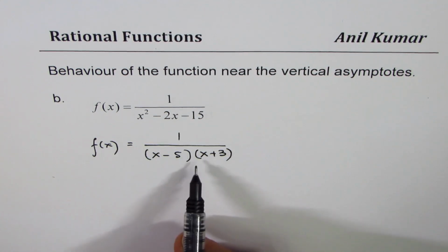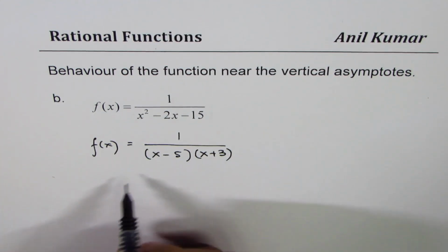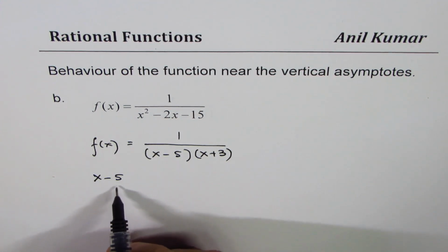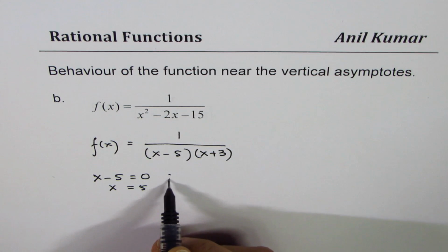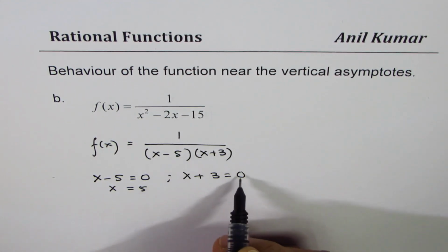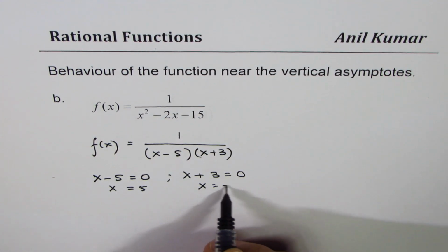Now that clearly indicates that we have how many vertical asymptotes? One vertical asymptote is because of x minus 5. If you equate it to 0, we get x equals 5. And the other one is because of x plus 3. When you equate that to 0, you get x equals minus 3.